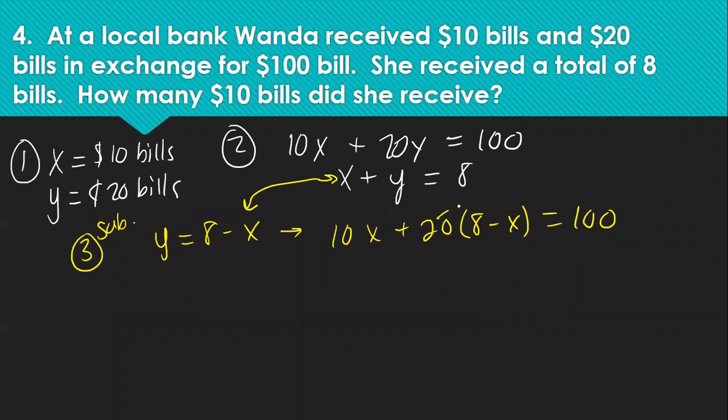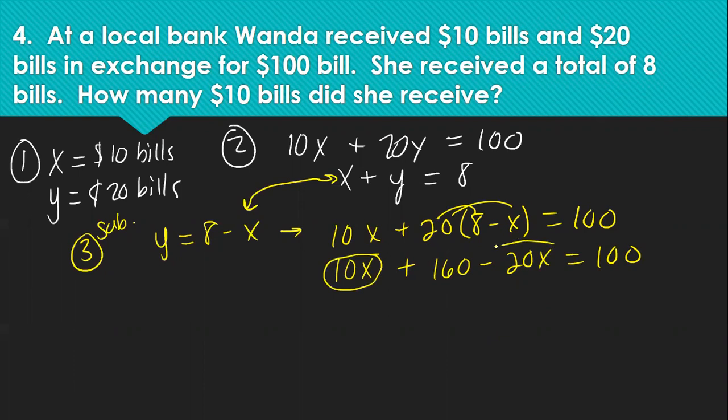After we substitute, we distribute. And that gives us 10x plus 160 minus 20x equals 100. So we substitute, distribute, and then we do what, Marshall? We combine like terms. So we have 10x and negative 20x. What does that make? 10x and negative 20x makes negative 10x, so we have 160 minus 10x equals 100.